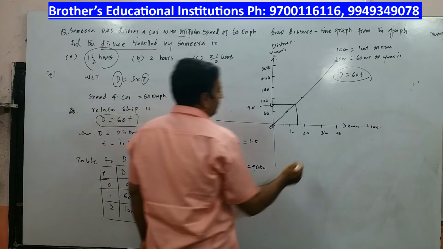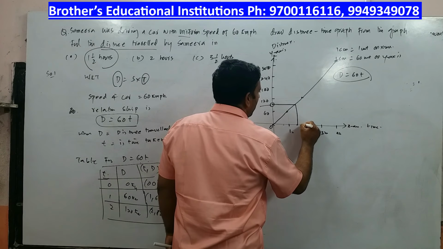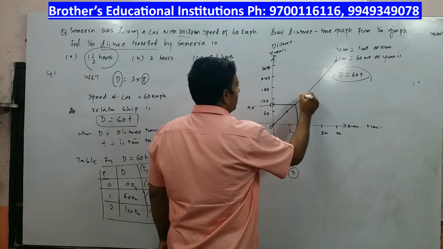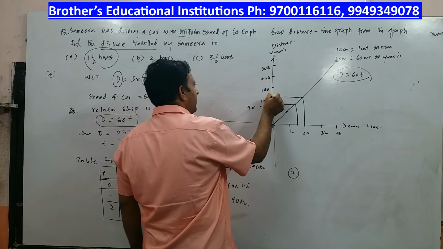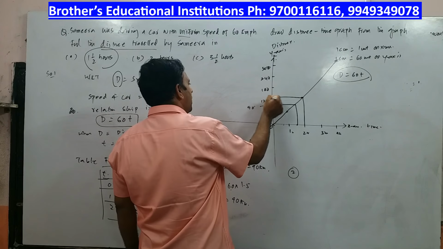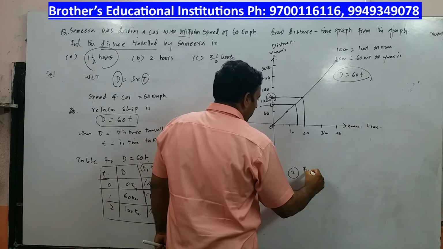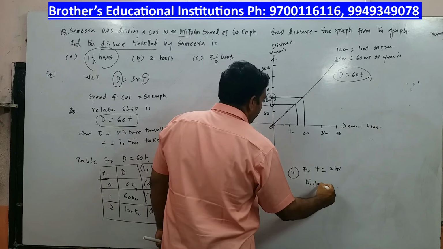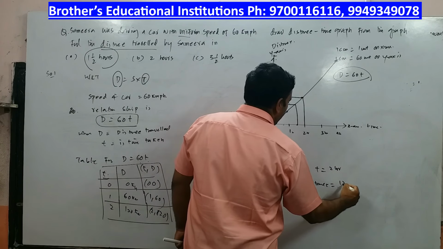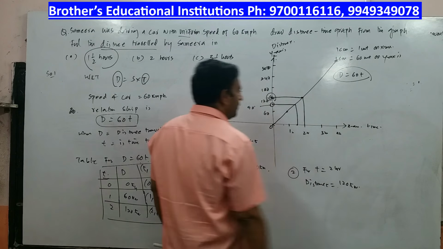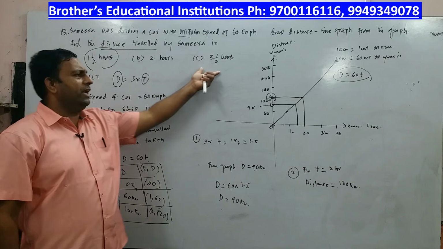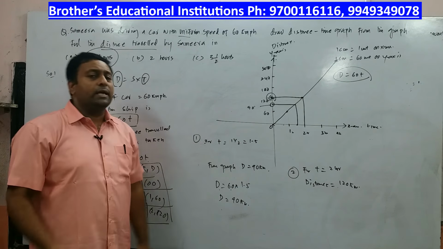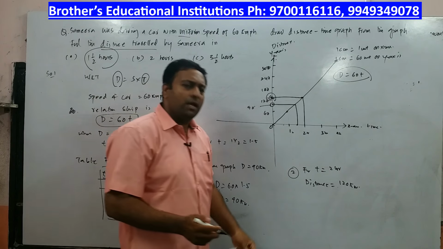In a similar way, the second question, for 2 hours: you draw a line parallel to the y-axis. It is intersecting here. From here you draw a line parallel to the x-axis. It is intersecting here. How much is the value? 120. So for t equal to 2 hours, the distance travelled is 120 kilometers using the graph. Like that, he is asking you for 3.5 hours. You can do likewise and comment your answer in the comment box.